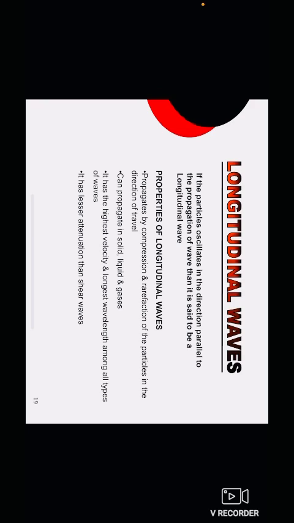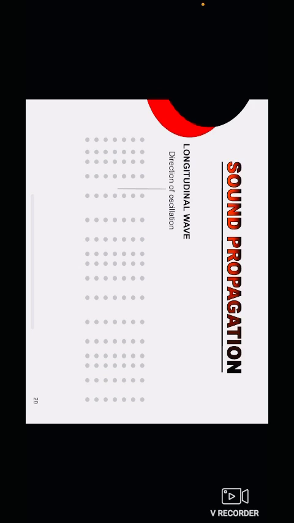Longitudinal waves. If the particles oscillate in the direction parallel to the propagation of the wave, then it is said to be a longitudinal wave. Properties of longitudinal wave: it propagates by compression and rarefaction of the particles in the direction of travel. It can propagate in solids, liquids, and also gases. It has the highest velocity and longest wavelength among all types of waves. It has lesser attenuation than shear waves. This is sound propagation by the longitudinal wave. The direction of oscillation varies due to the different sounds.